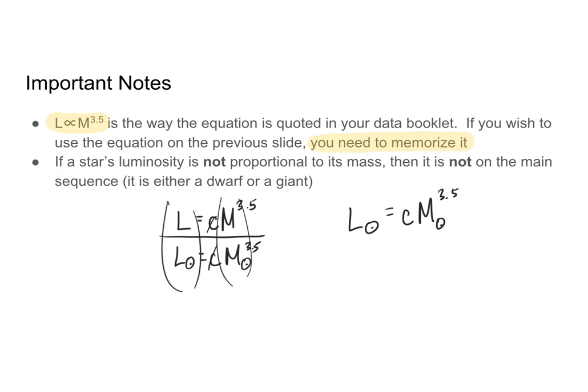It's up to you whether you want to memorize or understand, but the equation from the previous slide needs to be something you are able to use. That's the first thing. Second, this equation is true for all main sequence stars. So if the star's luminosity is not proportional to its mass to the 3.5, then it is not on the main sequence. That means it is either a dwarf or a giant, not a main sequence star. That is really key, because one of the things you will be asked to do pretty frequently is use this relationship to determine whether a star is or is not on the main sequence.